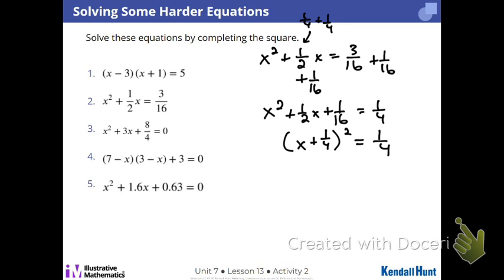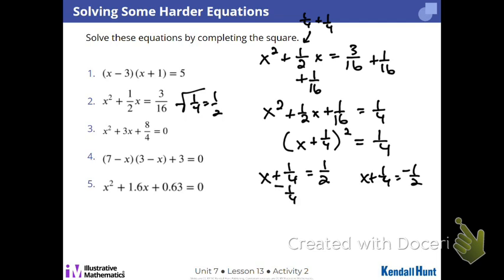And this is good because then I can set up my two answers. X plus 1/4 can equal 1/2. Remember the square root of this thing. The square root of 1/4 is 1/2. And x plus 1/4 can equal negative 1/2. Which leads us to our two answers.